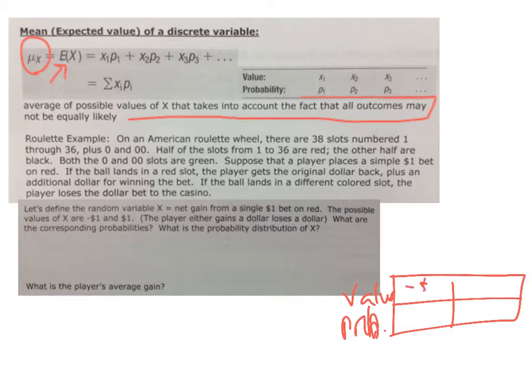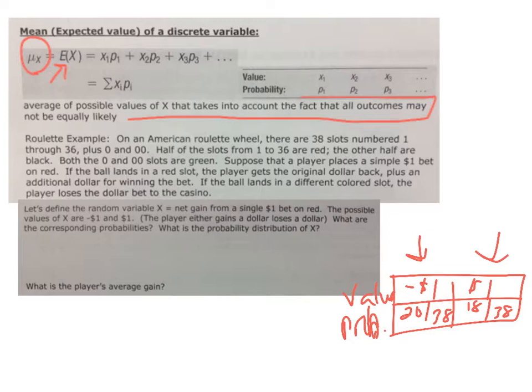My value is -$1 or $1. Those are my net gain options, right? My probability that I'm going to lose $1 is 20 out of 38, and my probability that I'm going to gain $1 is 18 out of 38. These are not even, 19-19, because remember I have those 2 slots that are green. 1 through 36, half of them are red, so 18 of them are red. So I have 18 possibilities of winning, but I have 20 possibilities of losing because of the 2 green ones there. Okay, and so this is my probability distribution and my corresponding probabilities.